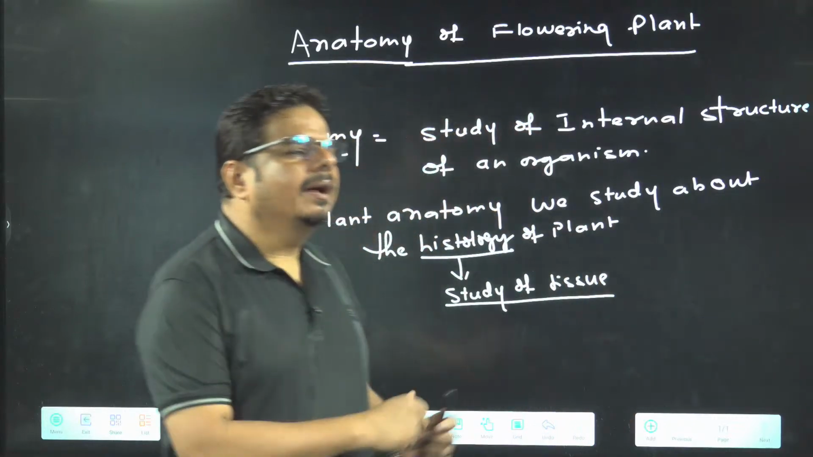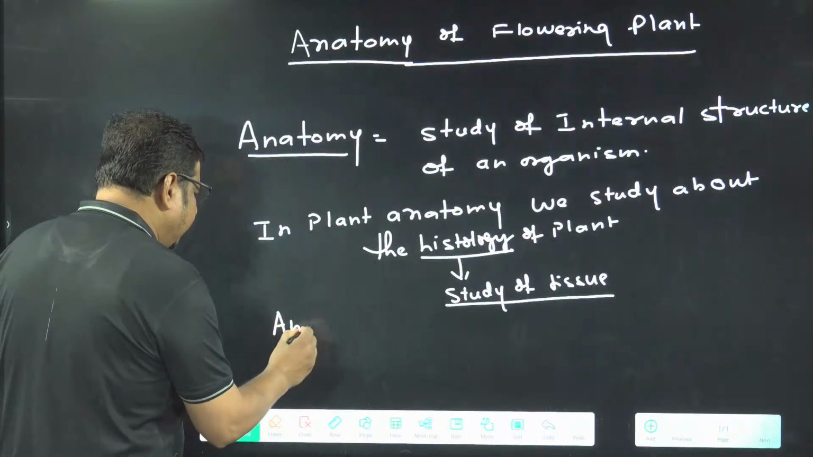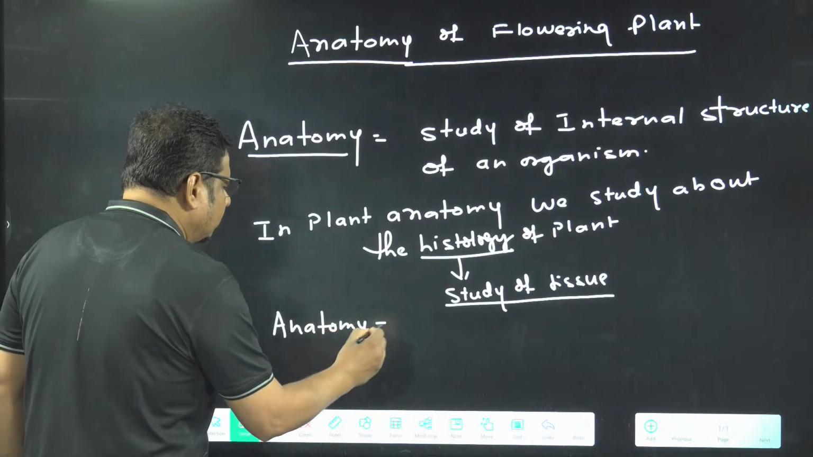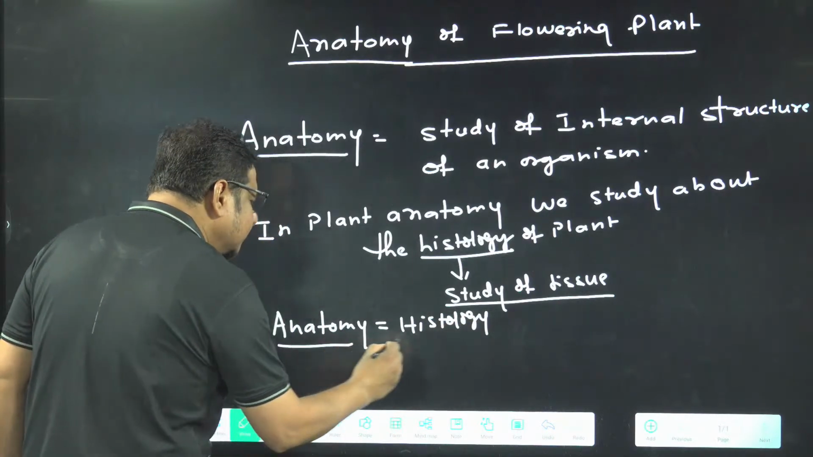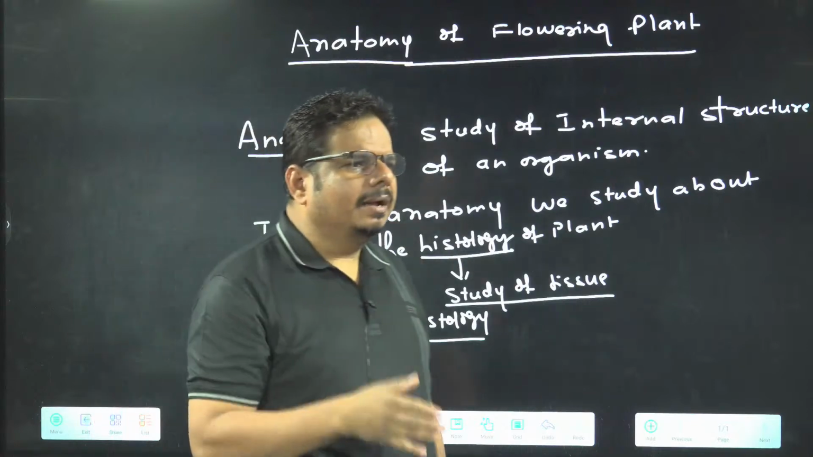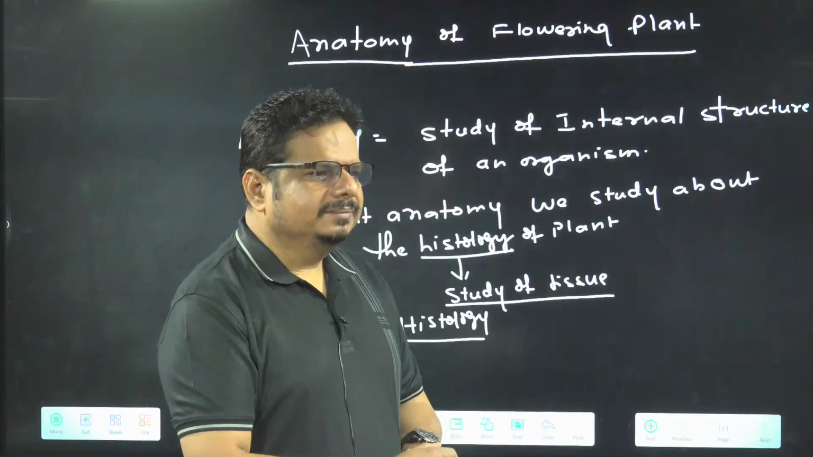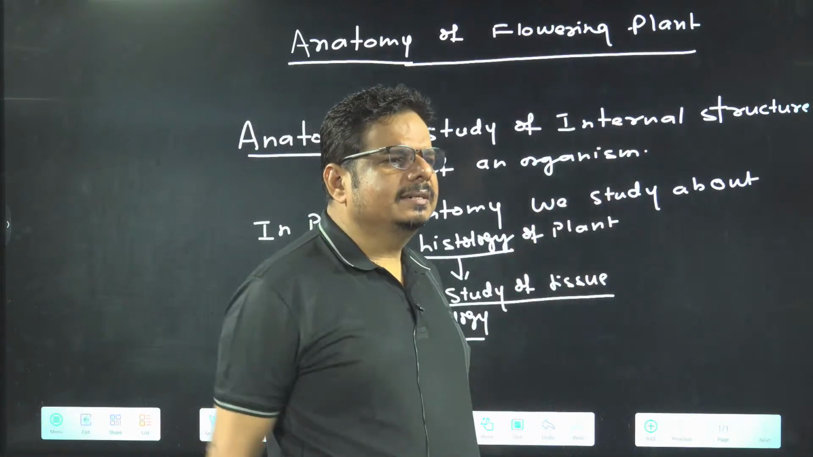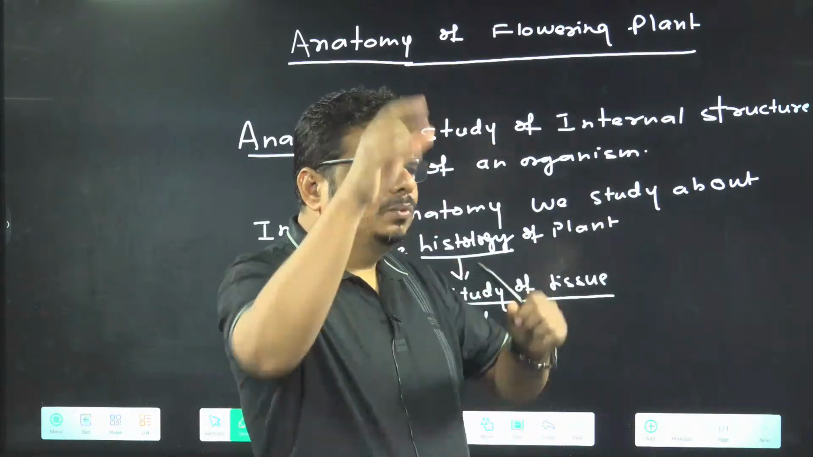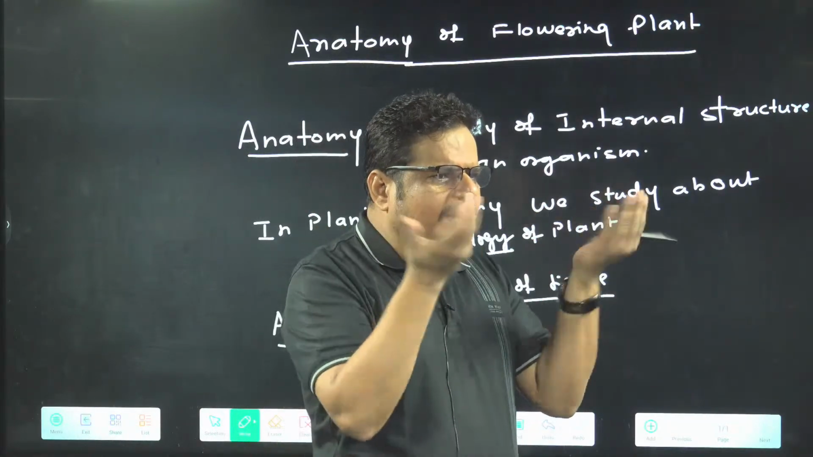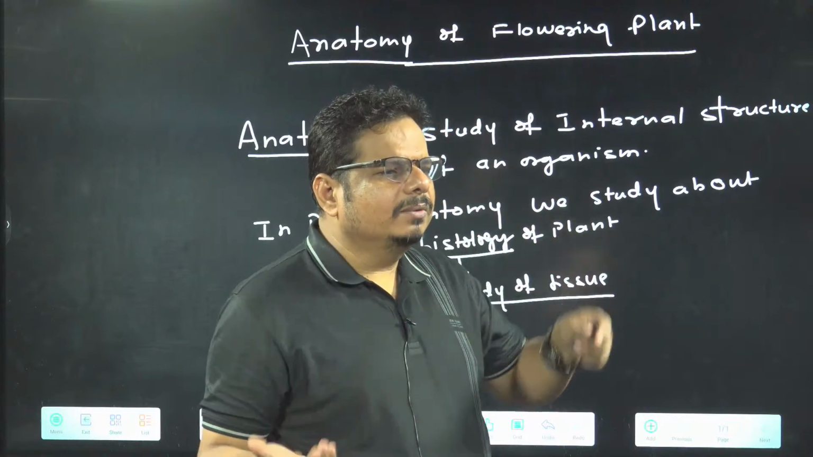But in case of plants, you can say anatomy is equal to histology. Why am I saying like this? Whenever you are cutting a plant, in the interior of the plant you are not finding any organ. Organs you can find in the morphological structure. Sir, this is root, this is stem, this is leaf, this is flower, this is fruit. So you can say that is on the basis of external appearance, morphological feature.